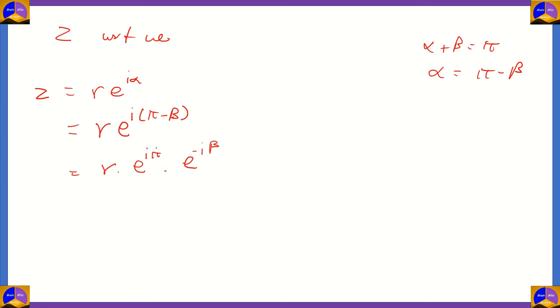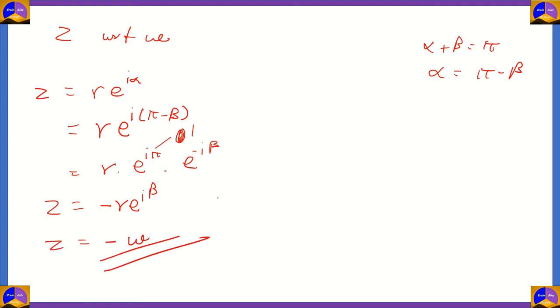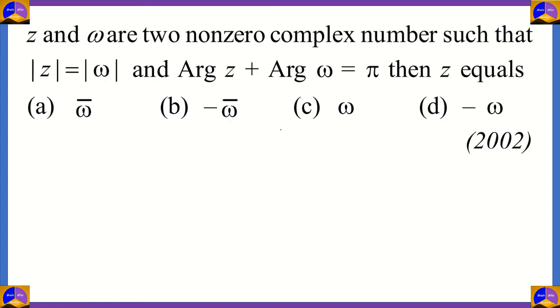So e raised to i pi is equal to minus 1, and r is a constant here, so therefore it will be minus r times e raised to i beta on the right hand side. And r e raised to i beta will be equal to omega, so the value of z will be equal to minus omega. So therefore, the correct option among the following is option D, minus omega, for this question asked in 2002.